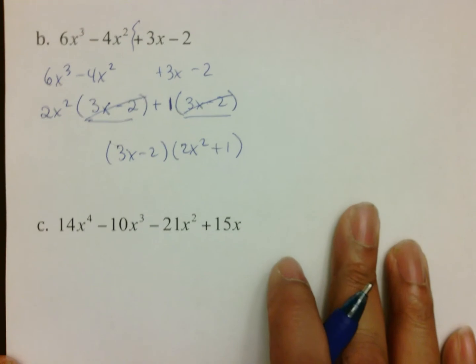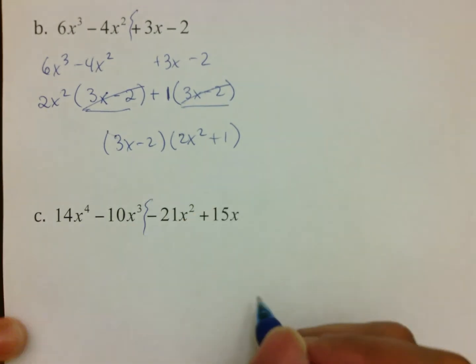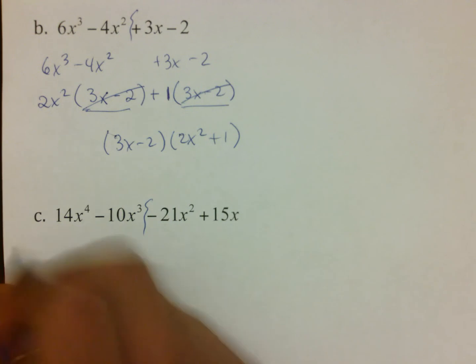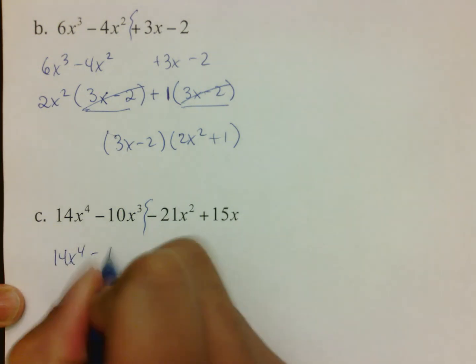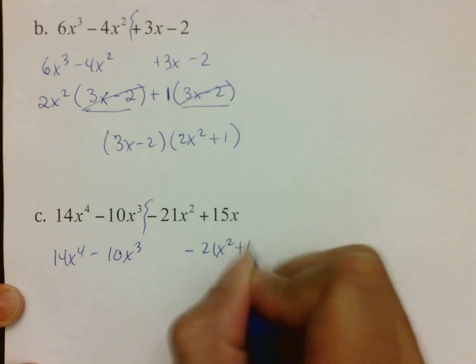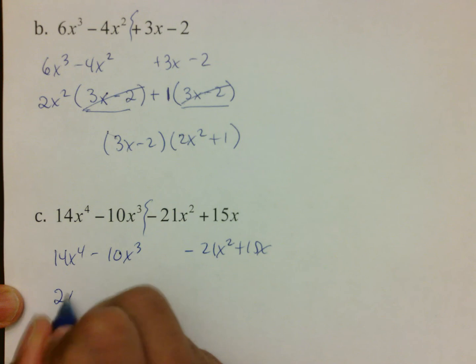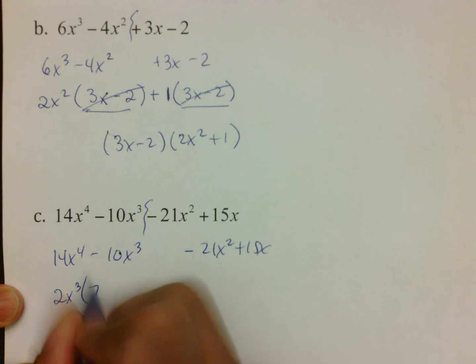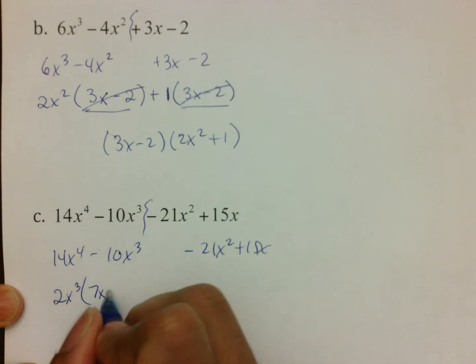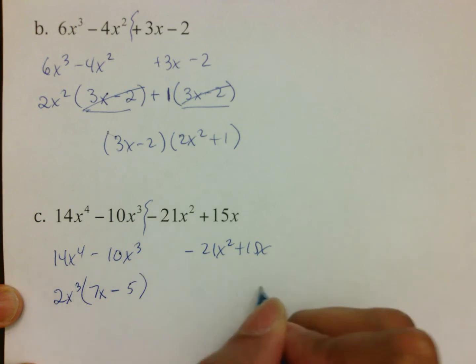Again, hopefully you've got your other factoring kind of under control, and you're starting to recognize that this test is not going to be so bad. Here we go. 14x to the 4th minus 10x to the 3rd, negative 21x squared plus 15x. Factoring this, the biggest number I can take off is 2 with 3 x's. That leaves me 7 with an x because I took off 3 of them. Minus 10 divided by 2 is 5. All my x's are gone.